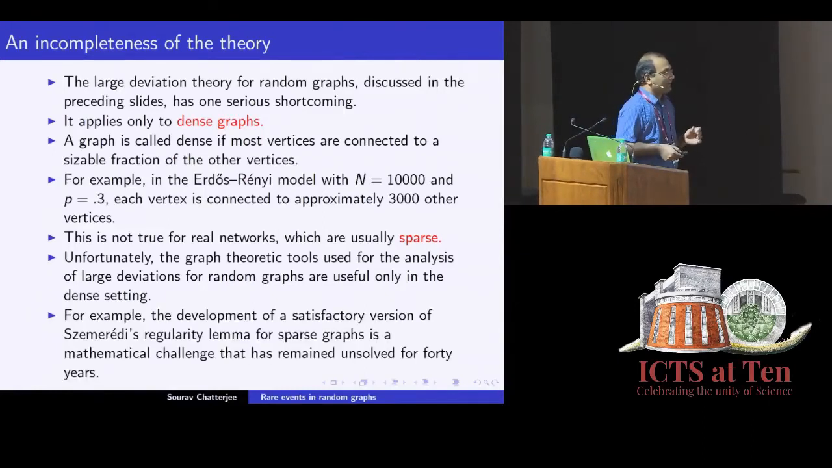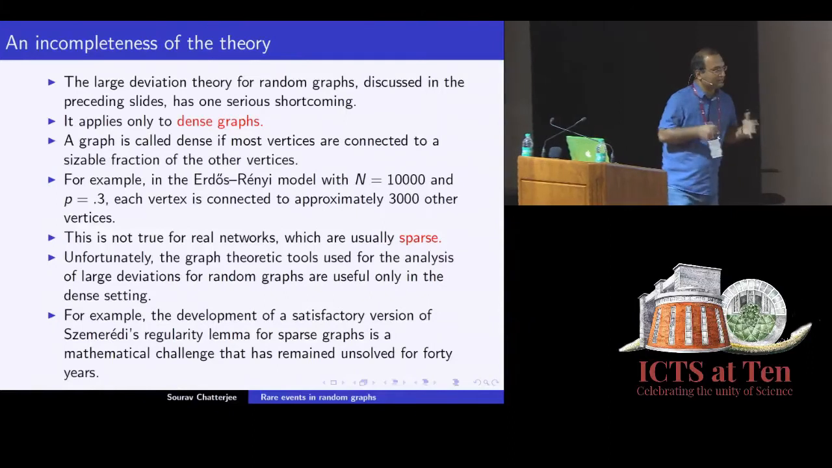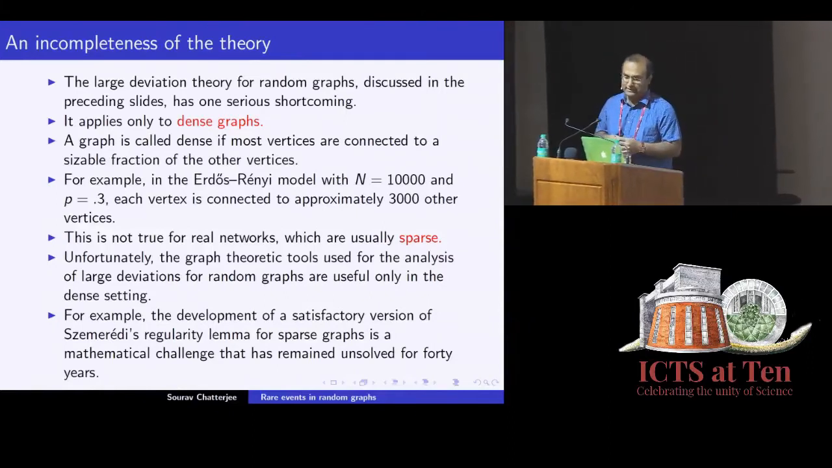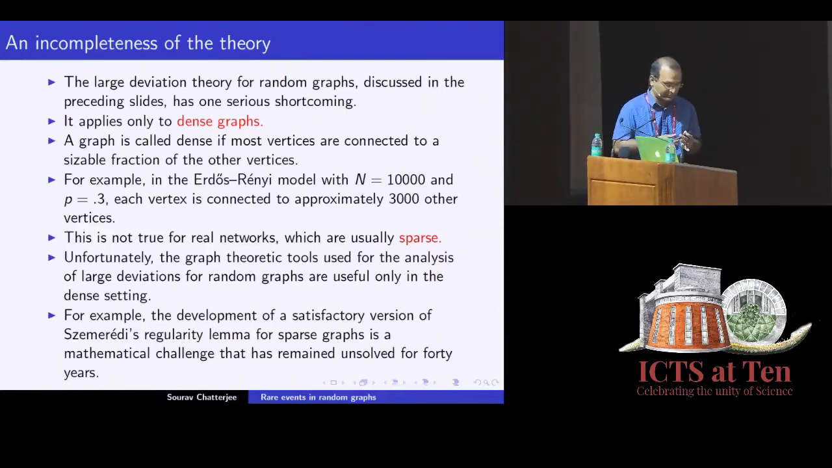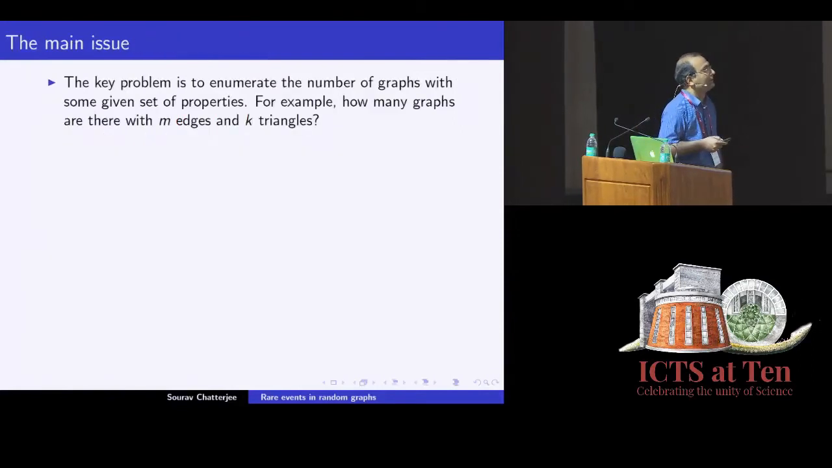And the central reason somehow is that for Szemerédi's regularity lemma for sparse graphs, there is no adequate version of that we can use for this large deviation problem. I mean, there are versions for slightly sparse graphs, but really sparse graphs, you don't have that. So the main issue is the following.